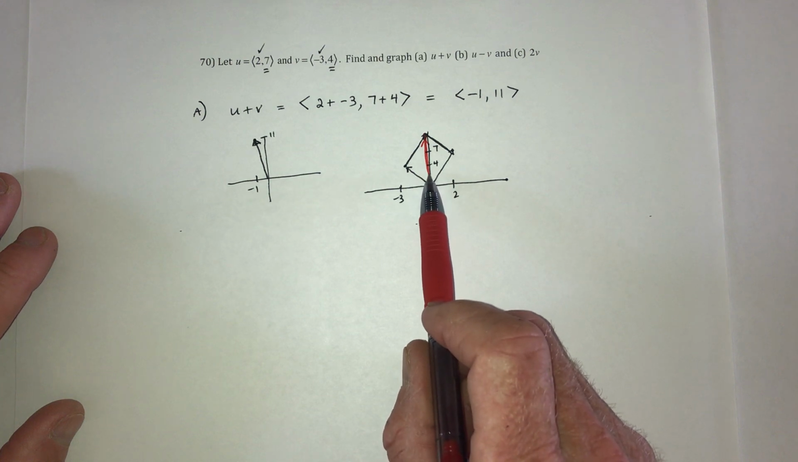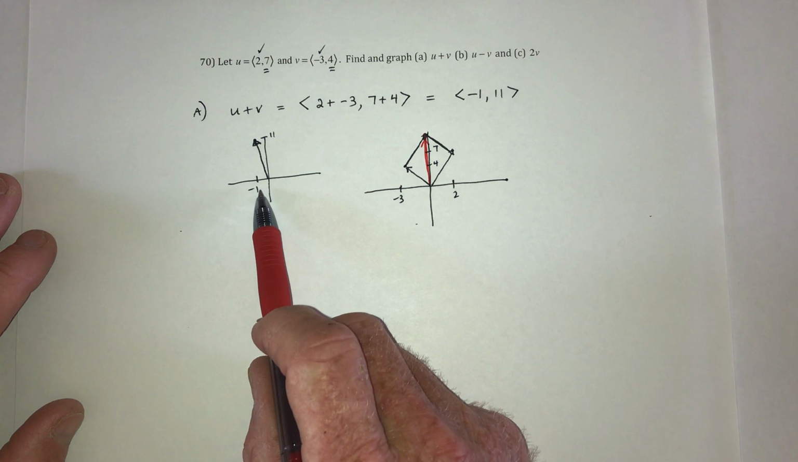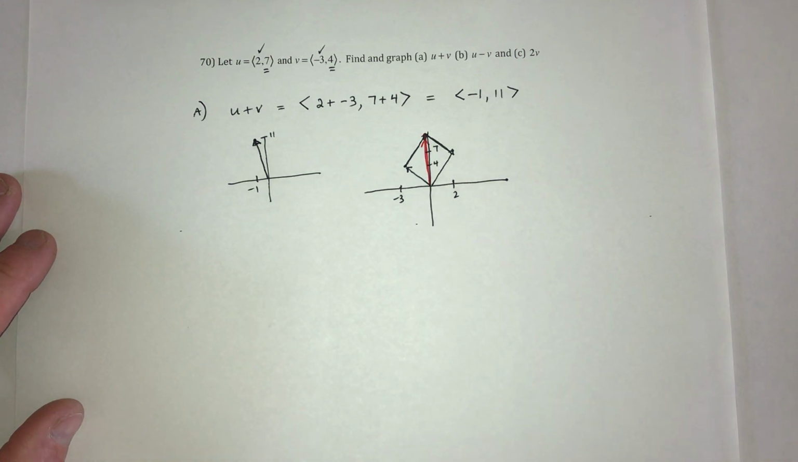So this makes a pretty picture, but this way is a little more accurate because then you could see the number 11 and negative 1. On this one, I can't quite see that that's an 11 up there, but it is.